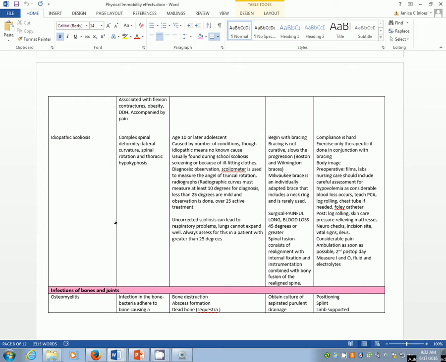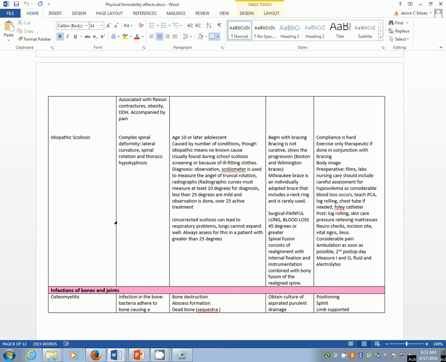Our radiographic curves need to measure at least 10 degrees to diagnose that they have scoliosis. And it can be up to 25 degrees, and we're not going to treat. We're just going to observe to see if it gets worse or not. Hopefully it won't. But if it gets over 25, we start doing active treatment such as bracing. When it gets 45 or more, we start doing surgery.